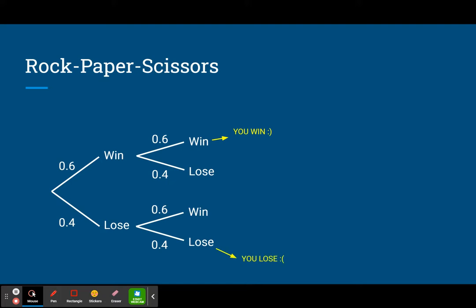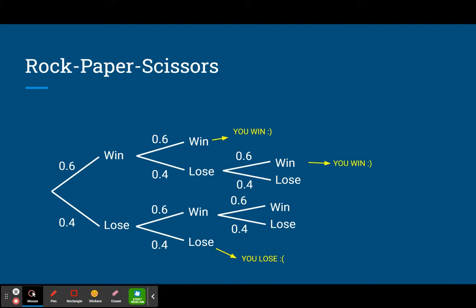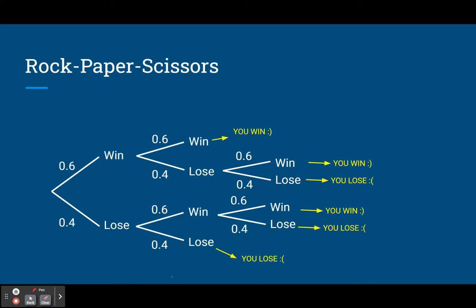Now, if you win once and lose once, you still get one more chance to shoot. So we have to branch this out one more time. And then you can see where you actually win or lose overall. If you win, lose, win, obviously you win. If you win, lose, lose, you lose, and so forth. So there are 6 different outcomes here. 3 of those outcomes you win, and 3 of those outcomes you lose. Those are the different possibilities here.